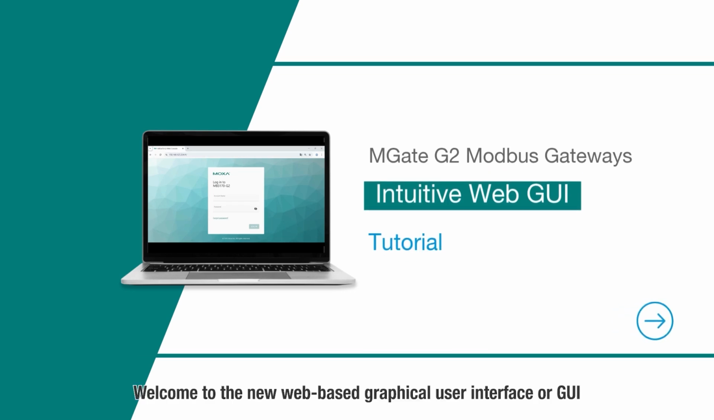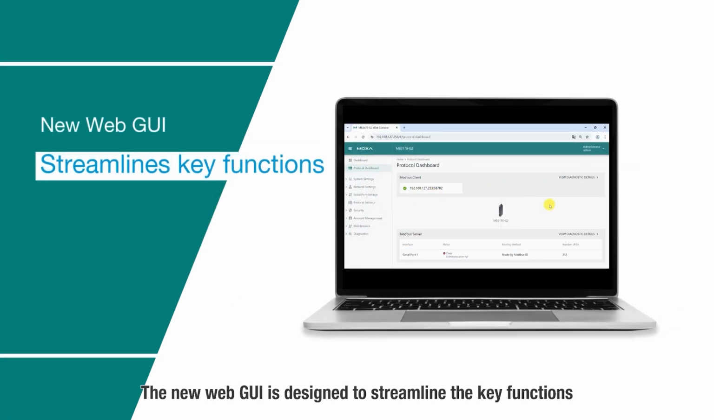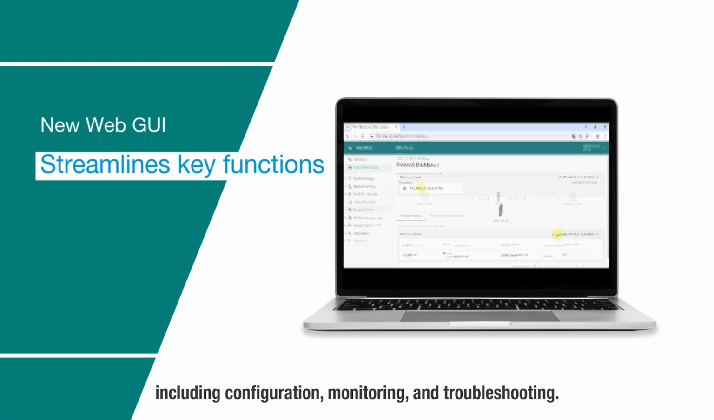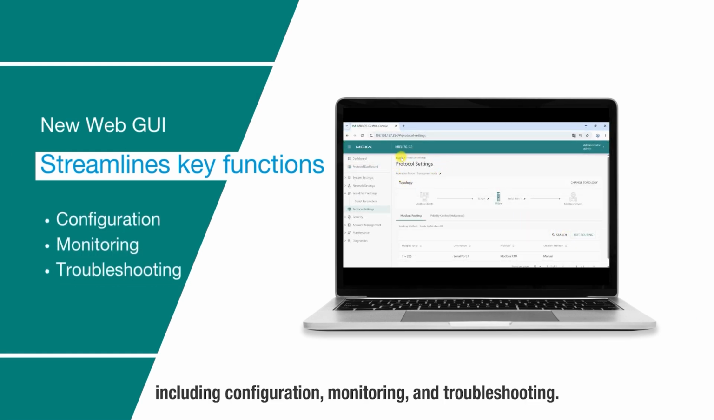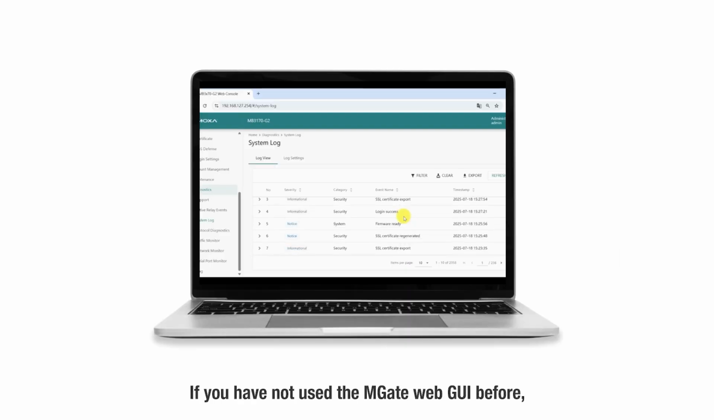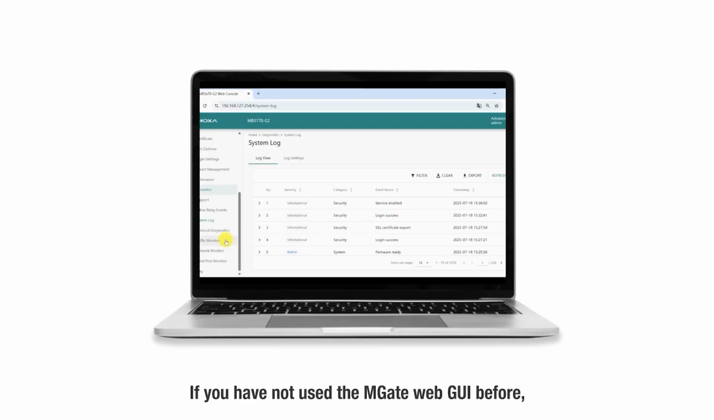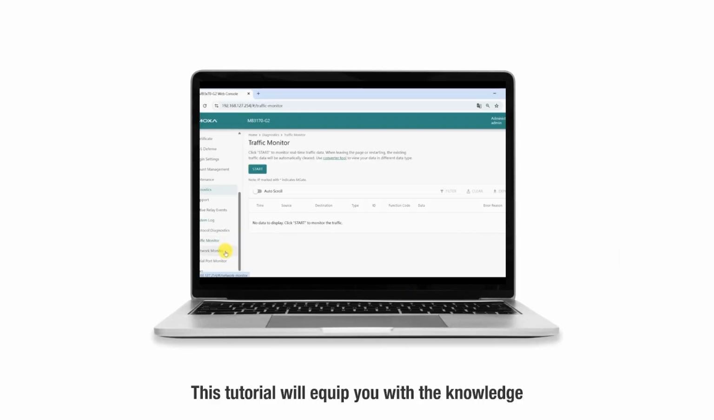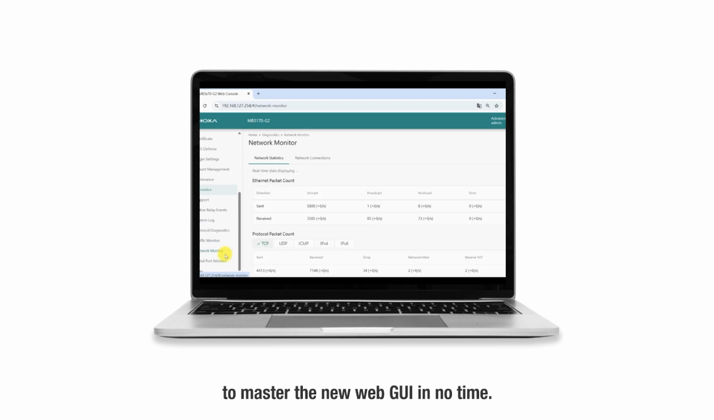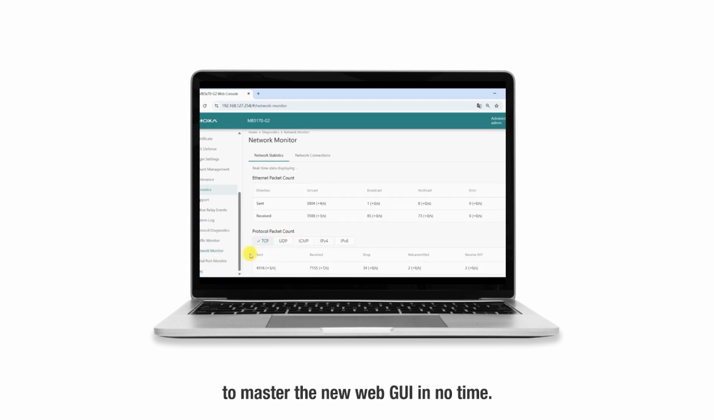Welcome to the new web-based graphical user interface or GUI for our MGate G2 serial to Ethernet Modbus gateway. The new WebGUI is designed to streamline the key functions that you will need for daily operations, including configuration, monitoring, and troubleshooting. If you have not used the MGate WebGUI before, it's alright. This tutorial will equip you with the knowledge to master the new WebGUI in no time.